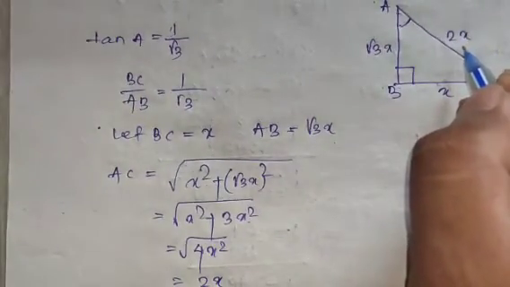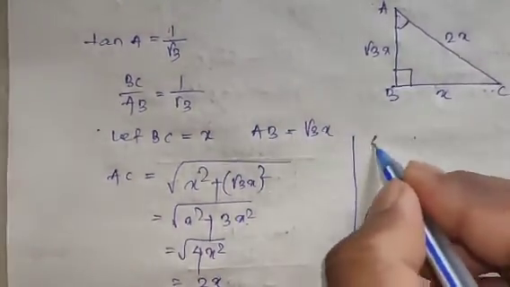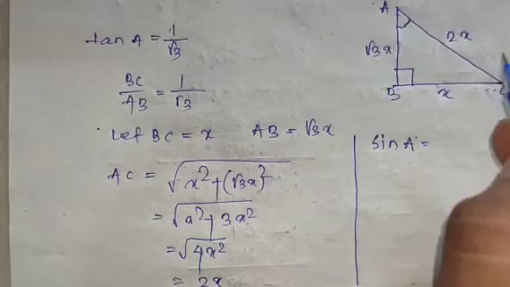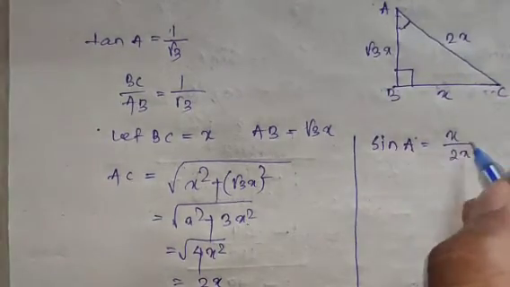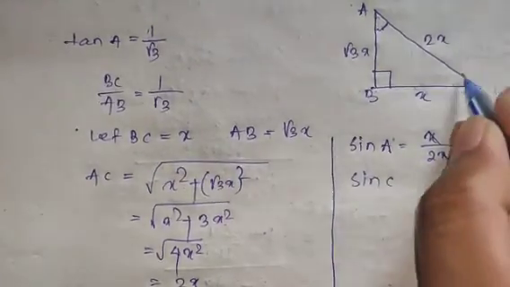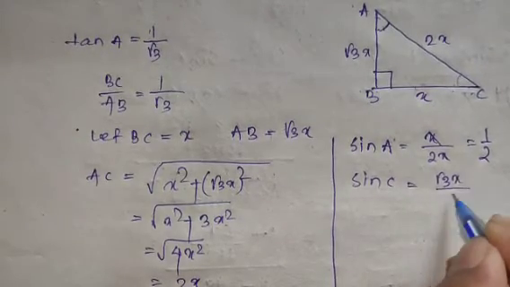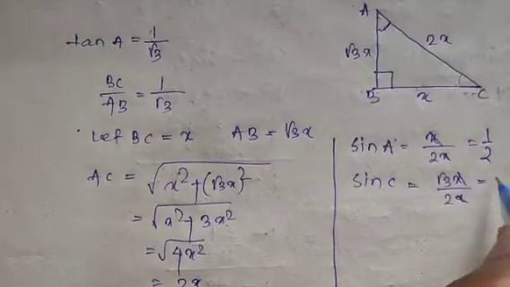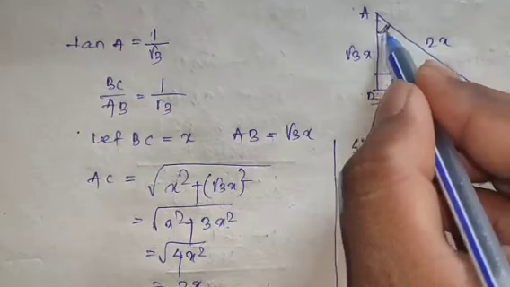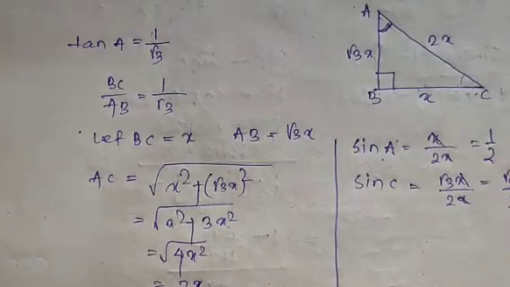From here we can easily calculate sine A. For angle A, sine A is equal to P by H, that means x by 2x, which is equal to 1 by 2. Sine C, for angle C, P will be this, sine C is equal to root 3x divided by 2x, x cancel, which is equal to root 3 by 2. Here the sine A means considering the angle A, sine theta is equal to P by H. For this angle, P is x and H will be 2x, hypotenuse.